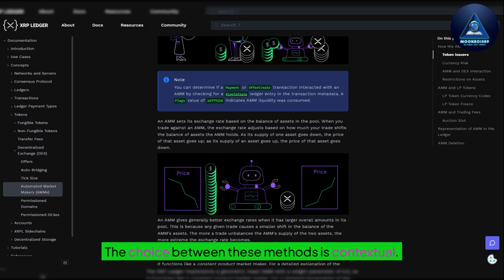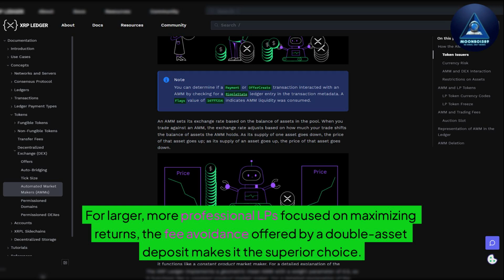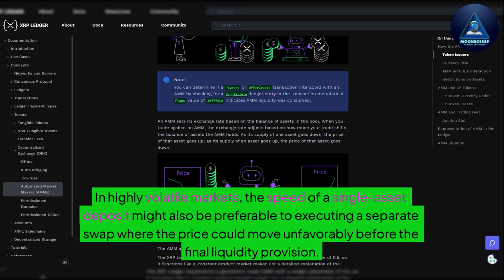The choice between these methods is contextual. For small deposits, the convenience of a single asset deposit may outweigh the minor fee. For larger, more professional LPs focused on maximizing returns, the fee avoidance offered by a double asset deposit makes it the superior choice. In highly volatile markets, the speed of a single asset deposit might also be preferable to executing a separate swap, where the price could move unfavorably before the final liquidity provision.